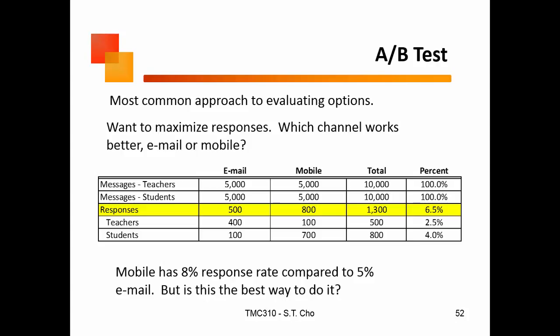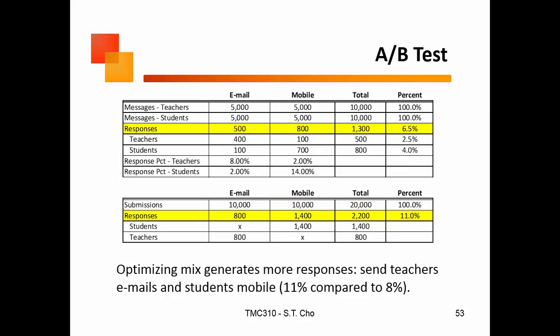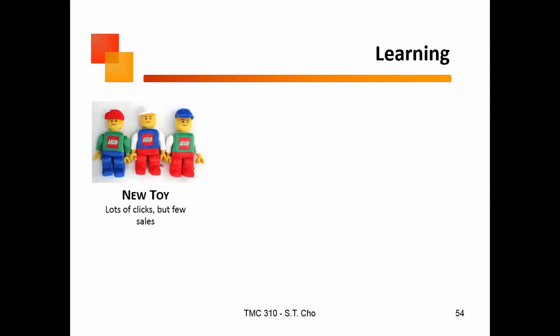As we see, mobile has an 8% response compared to 5% for email. So you would say, okay, let's just do communication by mobile. But if you look at each individual variable, the teachers are heavily biased towards email and the students towards mobile. If you actually split it and do it both ways, then your response becomes 11% instead of 8%. You get almost 50% more performance simply by looking at that.